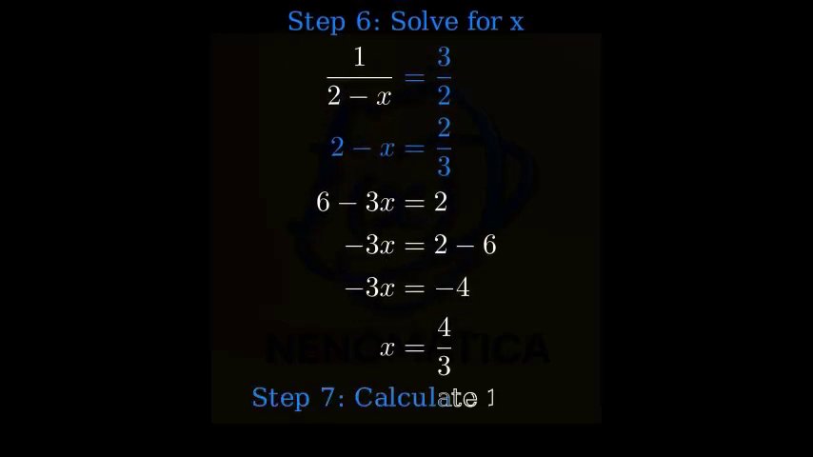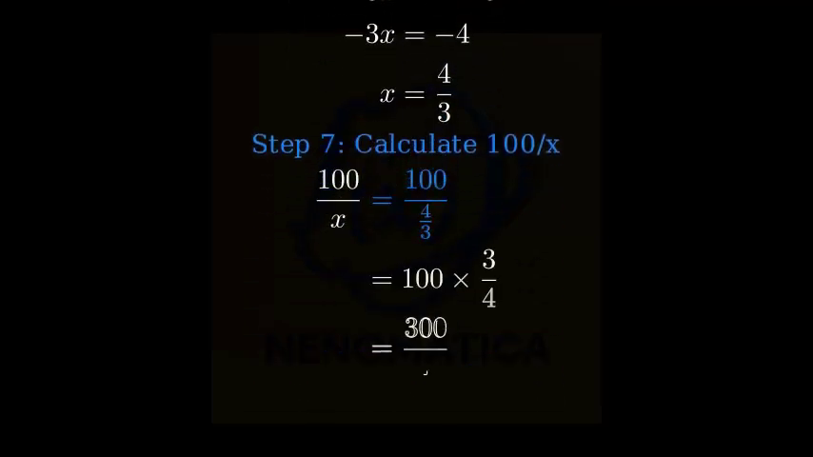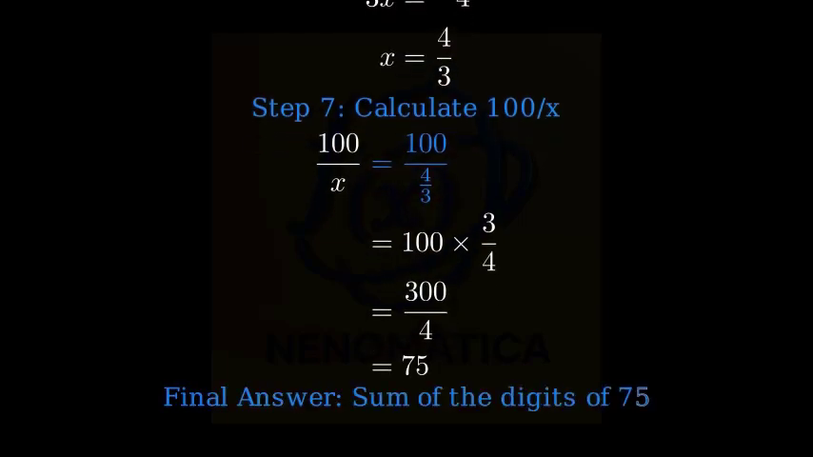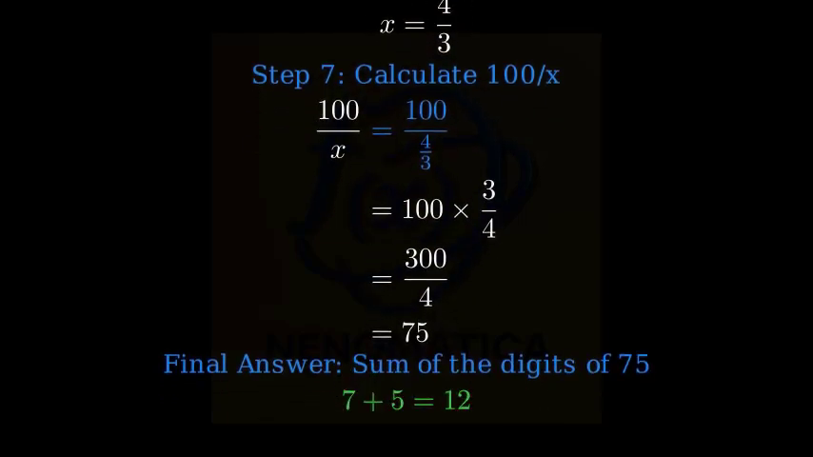Now, we need to find 100 divided by x. Substituting x equals 4/3, we get 100 divided by 4/3. This is equal to 100 times 3/4, which works out to 300 over 4, or 75. Finally, we need to find the sum of the digits of 75. That's 7 plus 5, which equals 12.